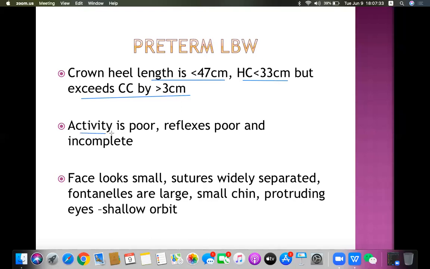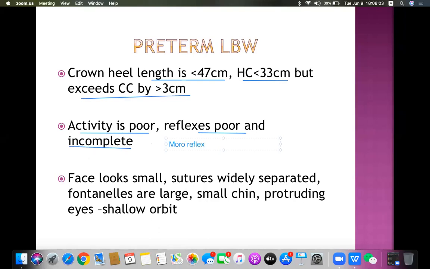Now, activity is poor. These babies look inactive. These babies look lethargic, okay? They don't move much. Poor reflexes and incomplete type of reflex. There is one important reflex which we do all the time in the newborn baby, and this is called Moro reflex. Let me write you the name here, Moro reflex.